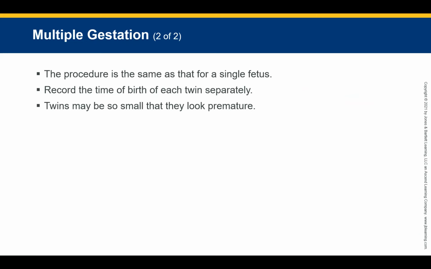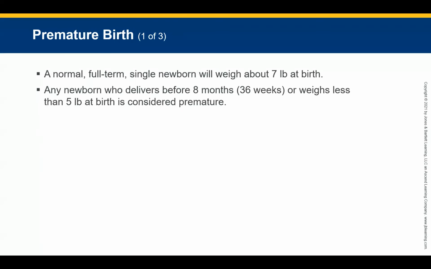Clamp and cut the cord for the first newborn as soon as it has been delivered, and do the same when the second newborn is delivered. Record the time of the birth of each twin separately. Twins may be so small that they look premature. Premature births are any newborns delivered before 8 months or 36 weeks and weighing less than 5 pounds.